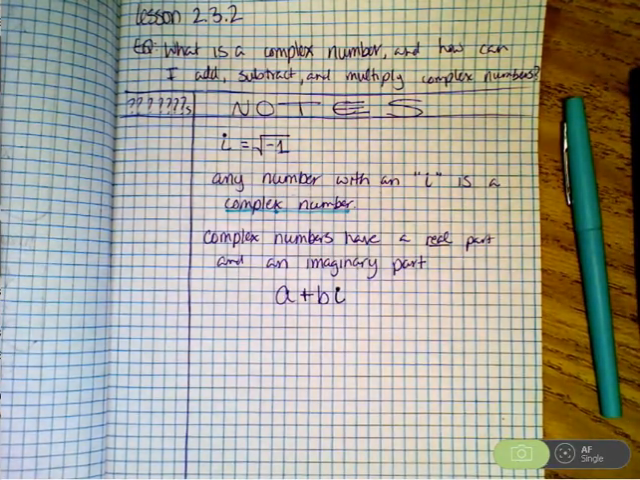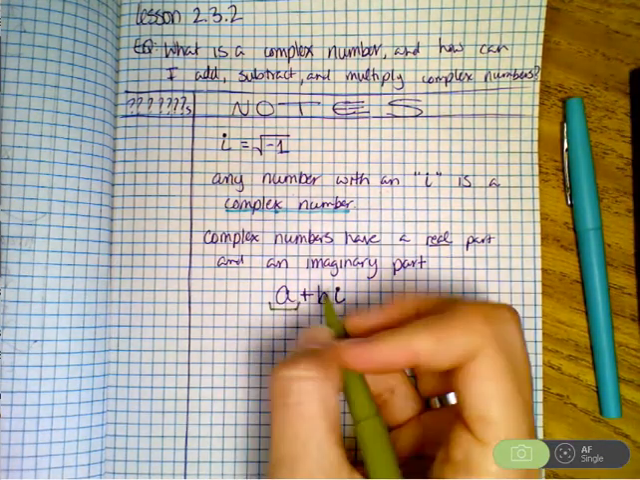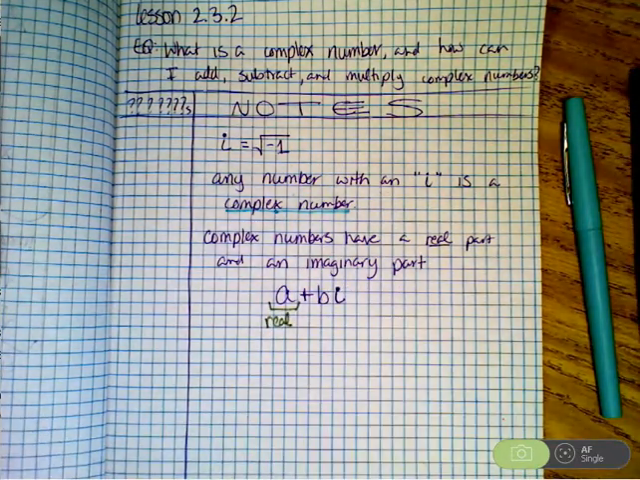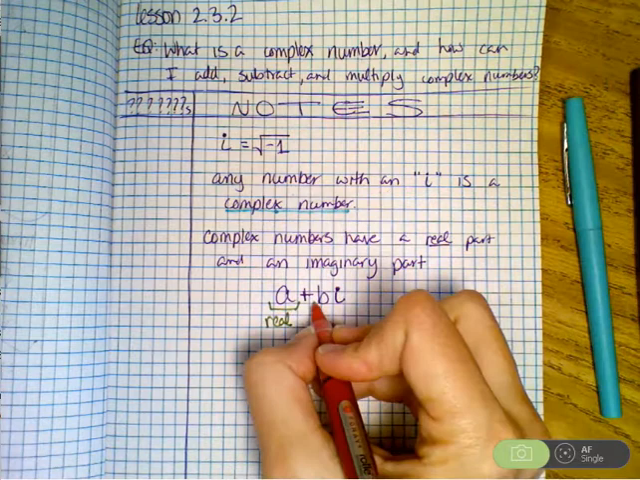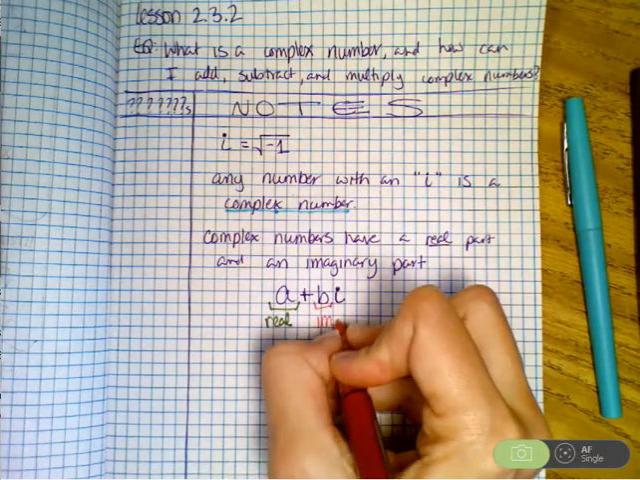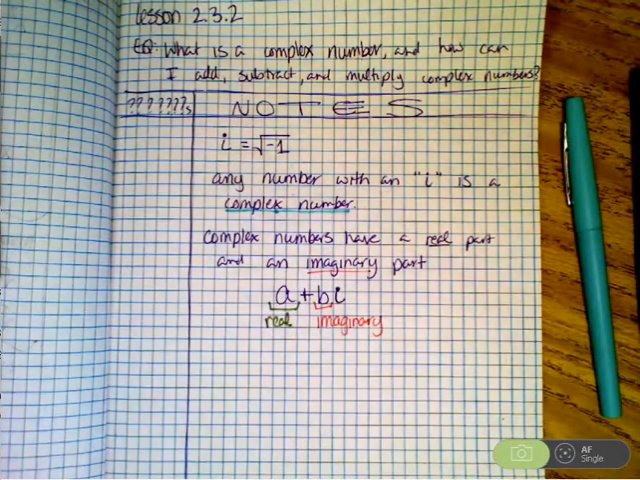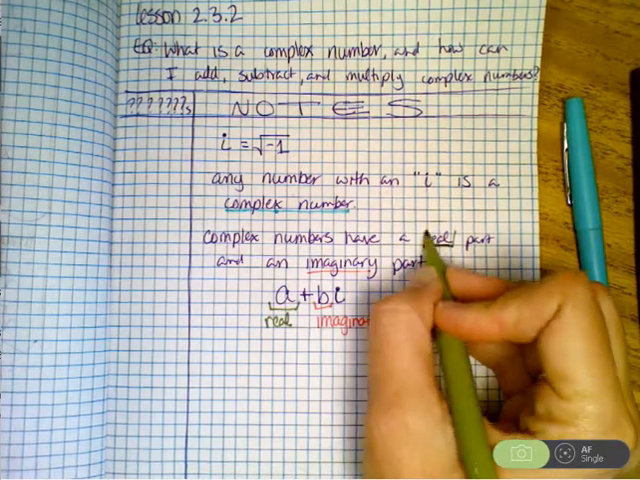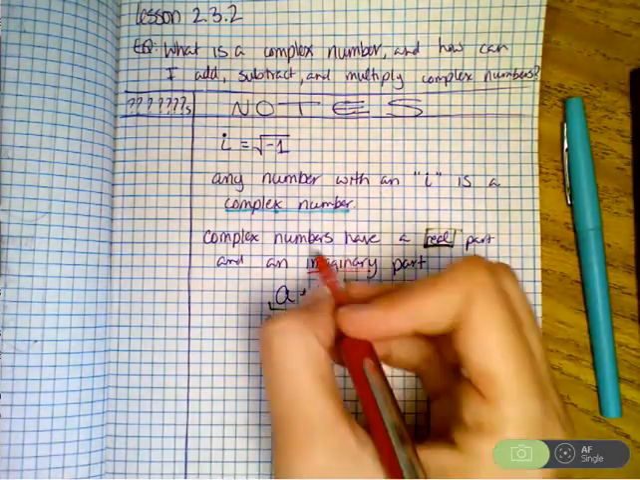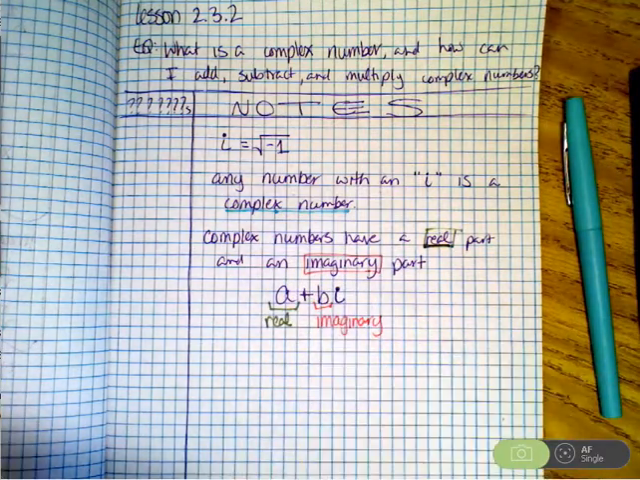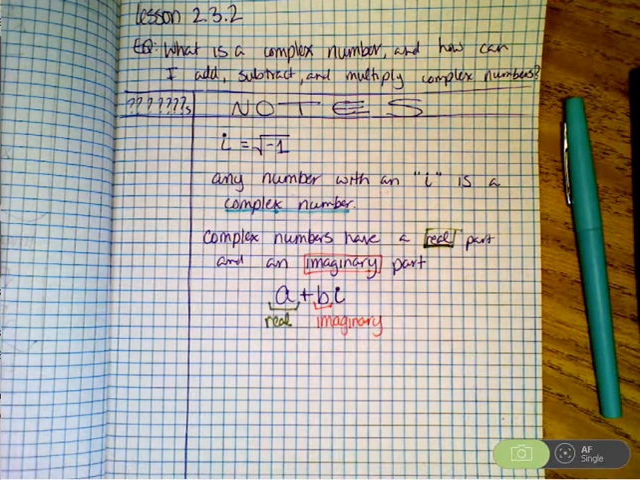And in that a plus bi, we're going to look at a. a is always the real part of a complex number. And then b is going to be the imaginary part of that complex number. So we have a real part and we have an imaginary part. The idea behind complex numbers is that real parts can go with real parts and imaginary parts can go with imaginary parts, but real parts and imaginary parts can't go together.